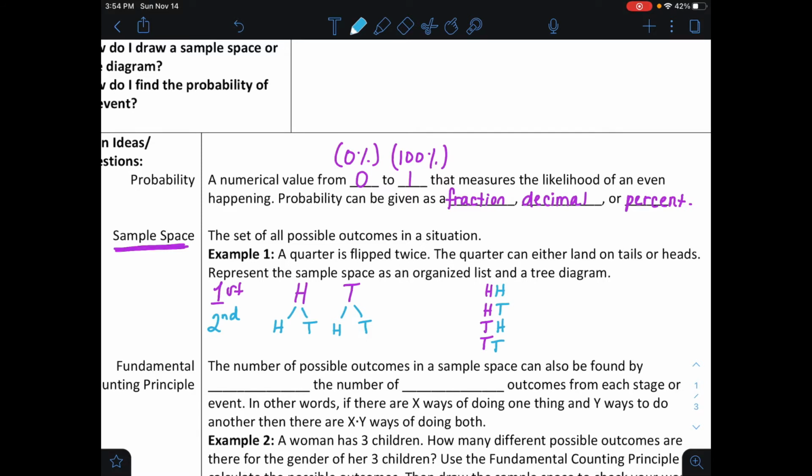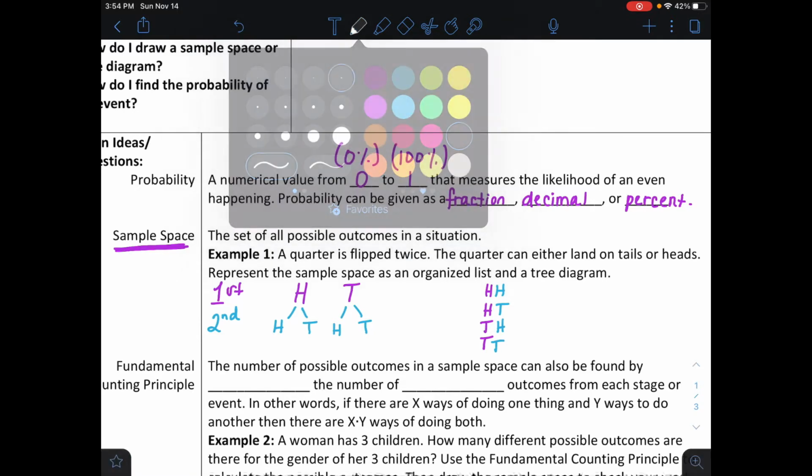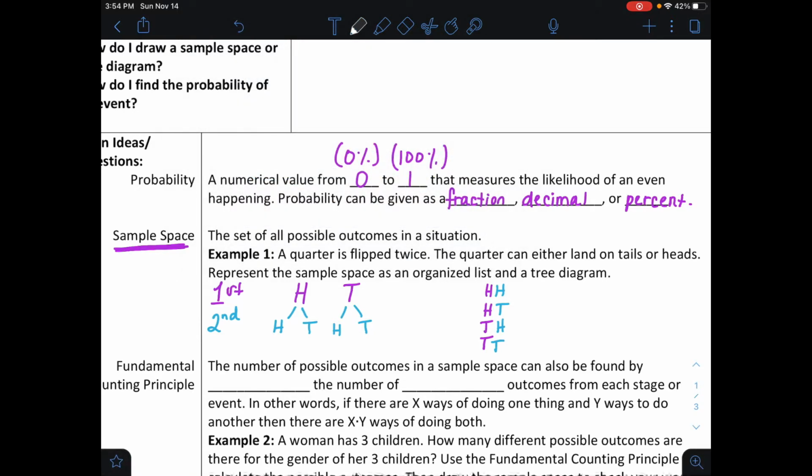Take a minute. Think about it. Can you think of any other ways to do this? Can you think of any more combinations we can add? I hope the answer is no. All right, so this is the sample space, and it's in list form. And if you look, there are 4 possible outcomes.